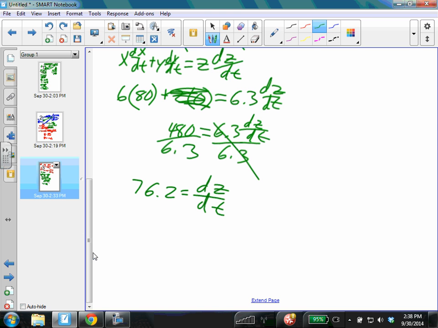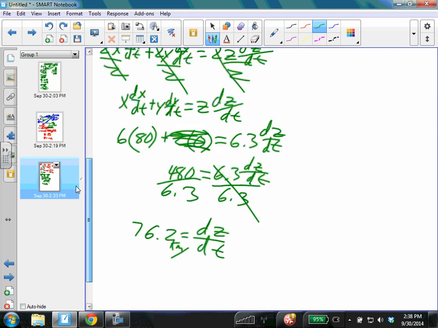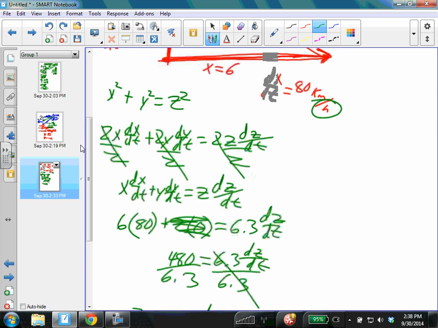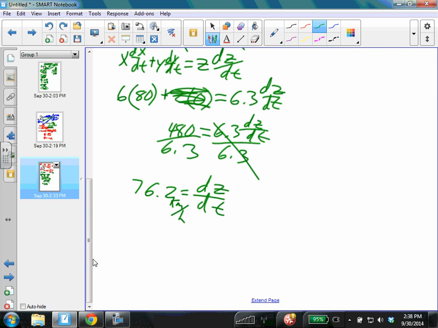Now z is a distance, which was measured in kilometers, and our time in this was measured in hours. We know that from the rate of the car. So it's kilometers per hour.